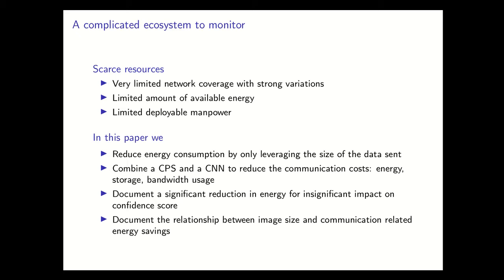So in this paper, we propose a set of contributions. The first one is that we try to reduce the energy consumption of nodes sending data back to us only by leveraging the size of the data set. We combine a CPS, the DEO CPS, and a CNN to reduce the communication costs, both on energy, storage, and bandwidth usage. We document a significant reduction in energy for insignificant impact on the analysis of the data that is done afterwards. And finally, we document the relationship between image size and communication-related energy savings.